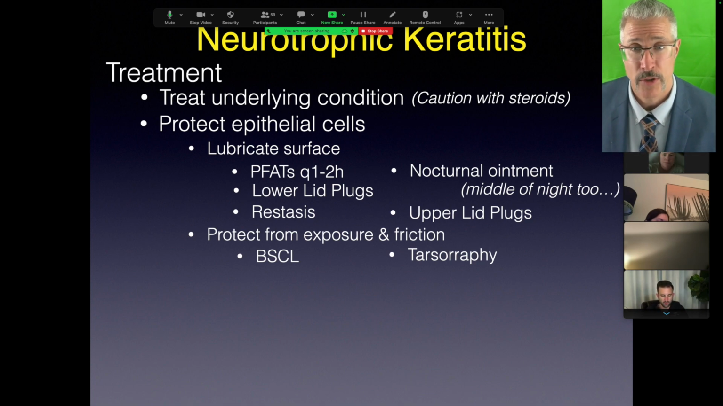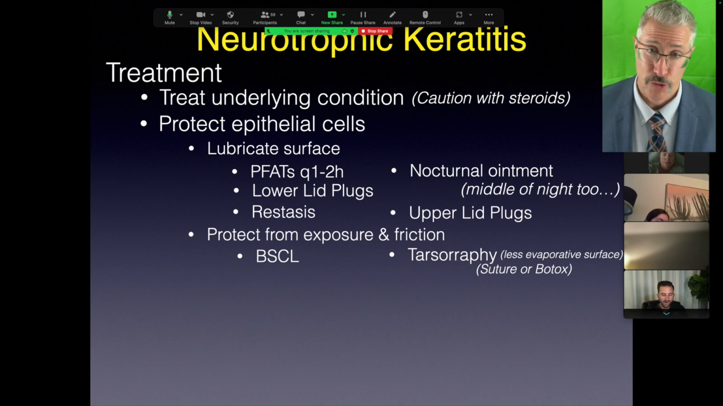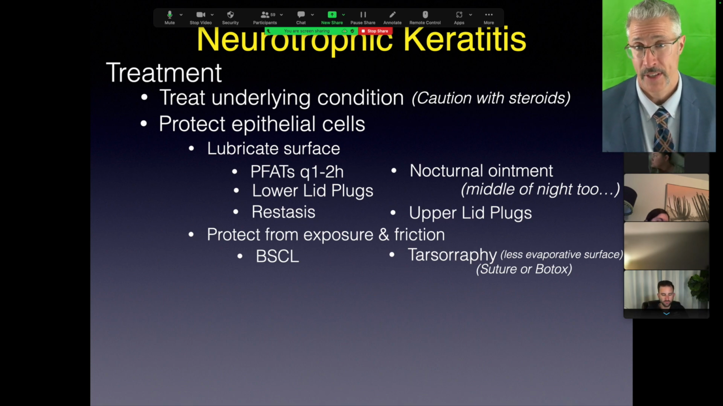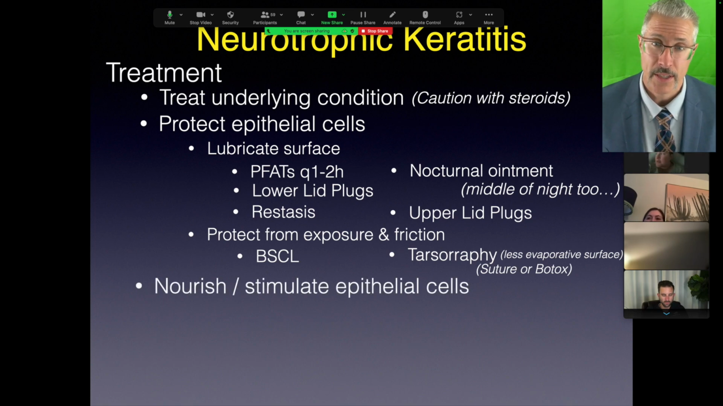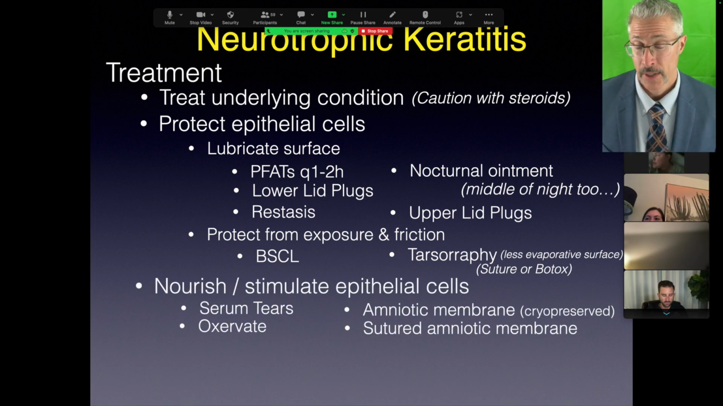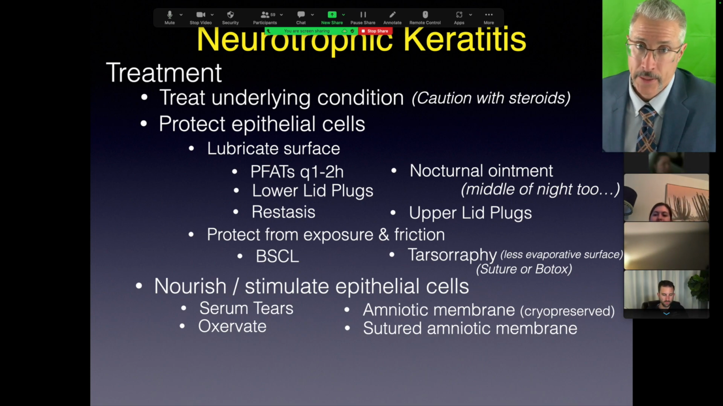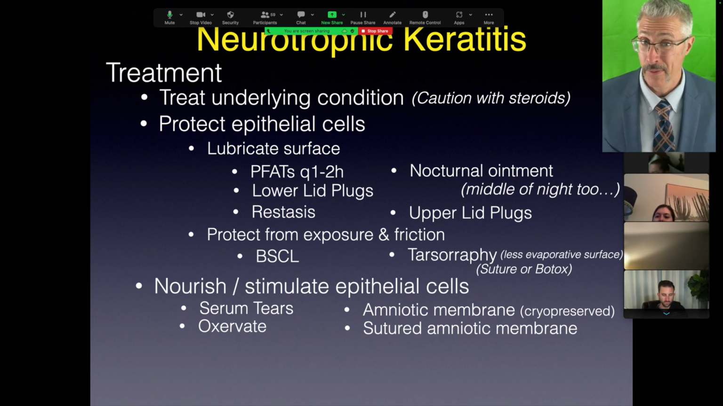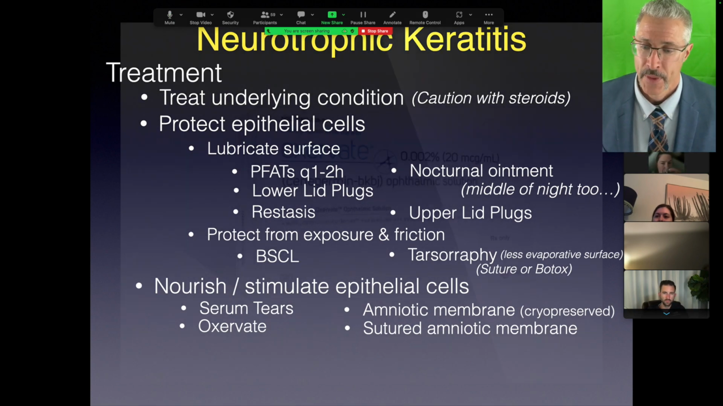Tarsorrhaphy will reduce the rubbing, but also it'll slow your evaporative eye drying. Holds on to tears longer. They depart slower. And then you want to nourish these cells. They're running out of glycogen. So serum tears can help. Amniotic membranes, sutured or Prokera, can provide some extra nutrients, maybe to keep these cells going. Oxervate can help you grow new ones, but it's real expensive, as we said.